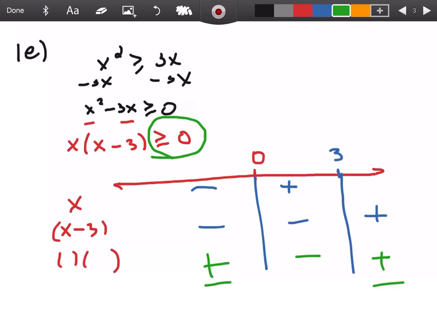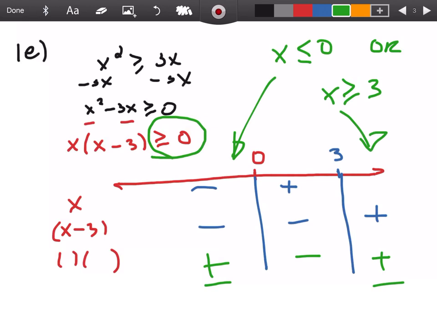So the answer is split. When it's split, you do the OR. You'd say x is going to be less than or equal to 0. That's this range. Or x is going to be greater than or equal to 3. That's this range. And now you have your answer. That's 1E. And hopefully then you can do the other ones as well.